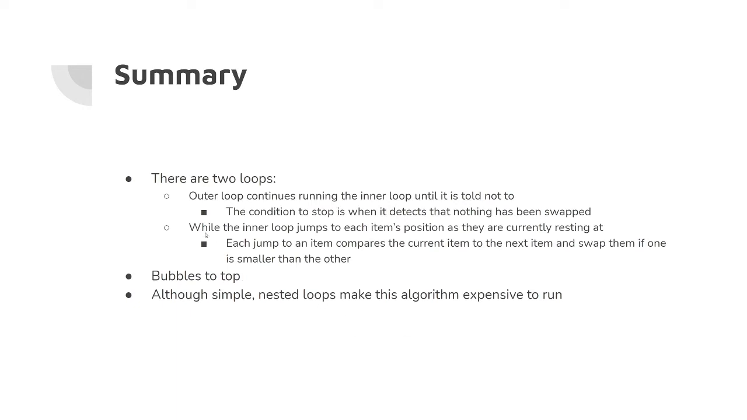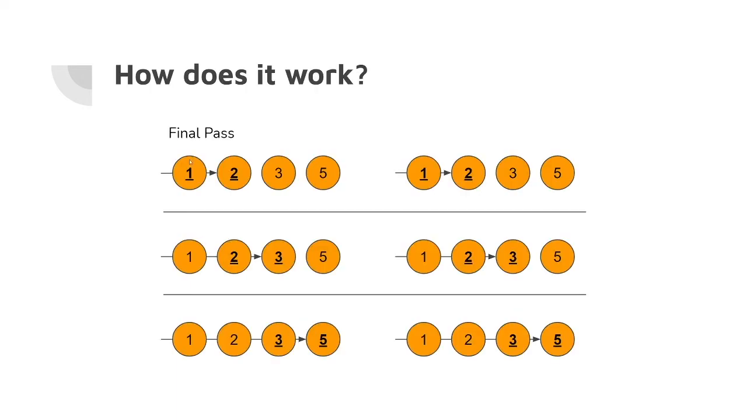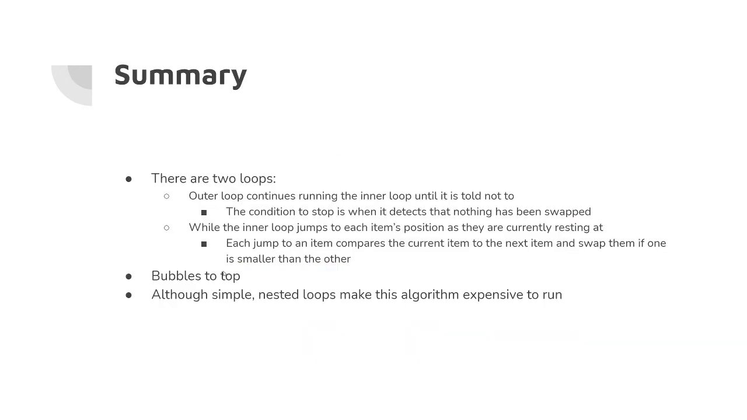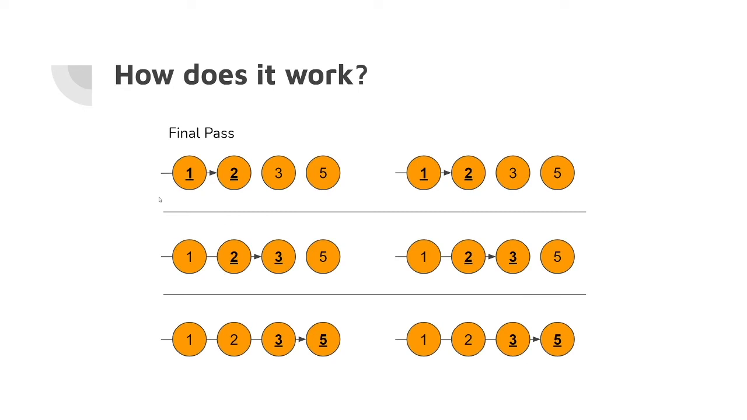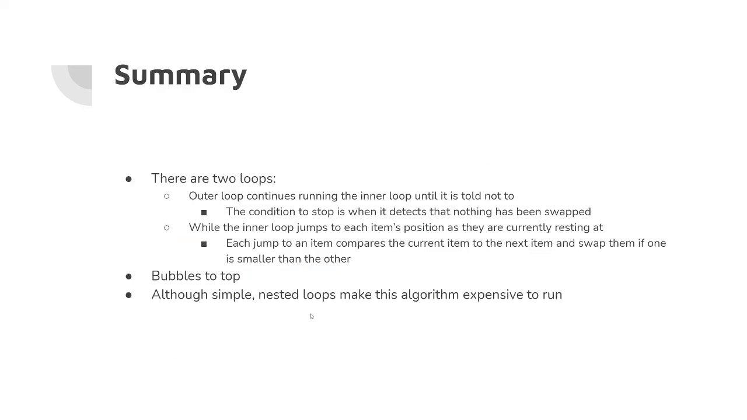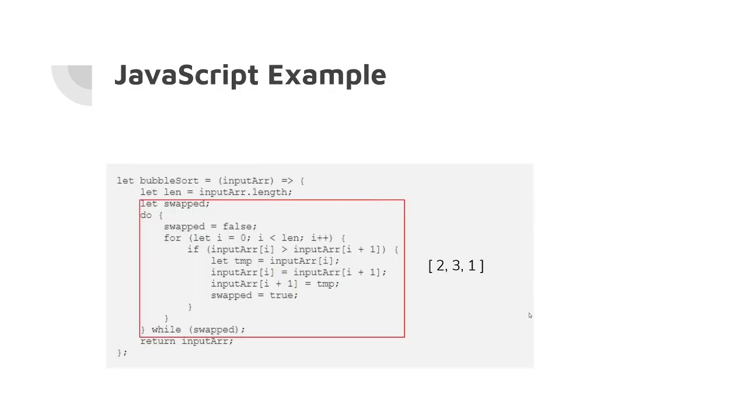The inner loop, which is also what I just showed you, is what does the comparison. So it actually jumps between the pair of numbers. The inner loop is comparing the first set, and then the second and third numbers, and then the last two numbers. So in this case, you can kind of see how it is bubbling to the top visually. Like I said, the nested loops make this algorithm very expensive to run.